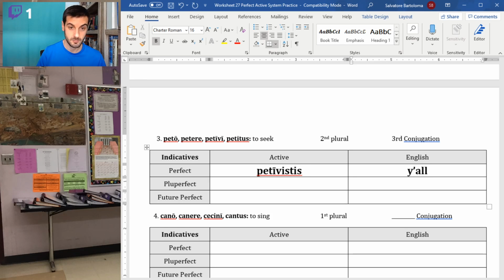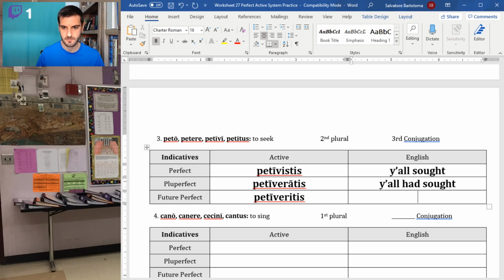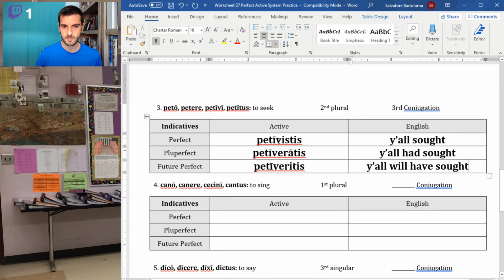Petivistis. Y'all, past tense of seek, y'all sought. Thank you, English. Petiveratis, y'all had sought. And future perfect would be petiveritis. Y'all will have sought. Or y'all have sought for you Mogellians. So -istis, -eratis, -eritis for my three tenses.